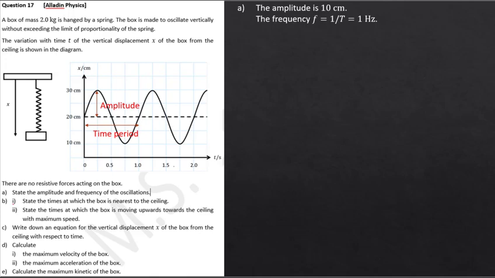The x is in fact the displacement downwards, and downwards is taken as positive. So here we are going to obtain the times at which it is nearest to the ceiling to be at 0.75 second and 1.75 second. When it is nearest to the ceiling, the value of x is minimum.